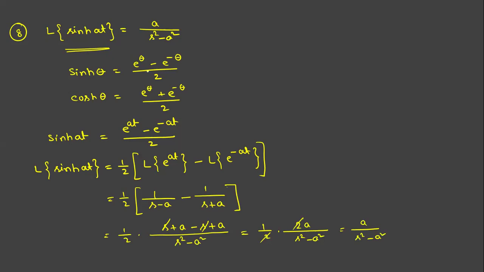Clear? So here I have proved Laplace of sinh at equals a by s squared minus a squared. Very simple, you just have to remember these two expressions. Then you put theta equals at, then apply the Laplace transform to both sides of the expression. Similarly you can prove Laplace of cosh at. So formula number 9: Laplace of cosh at, and we have to prove that this equals s by s squared minus a squared.